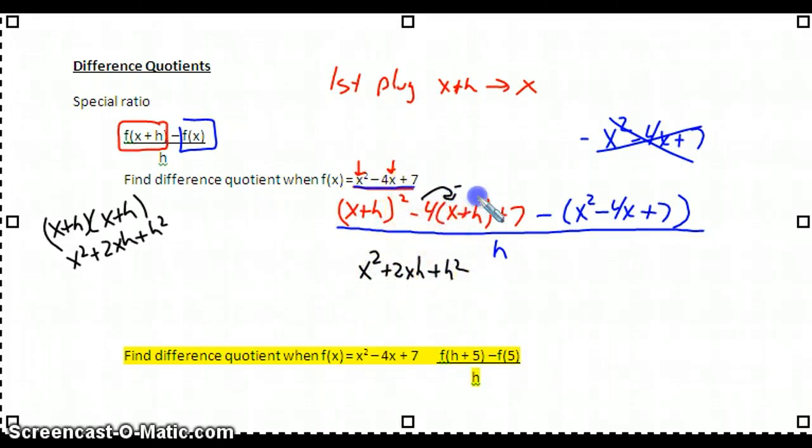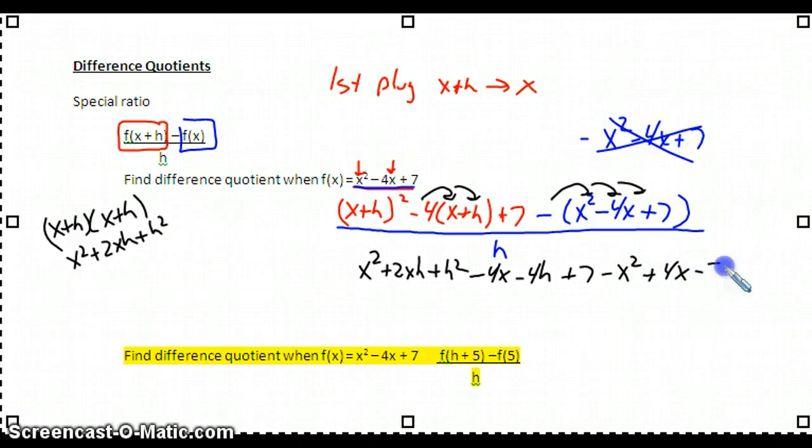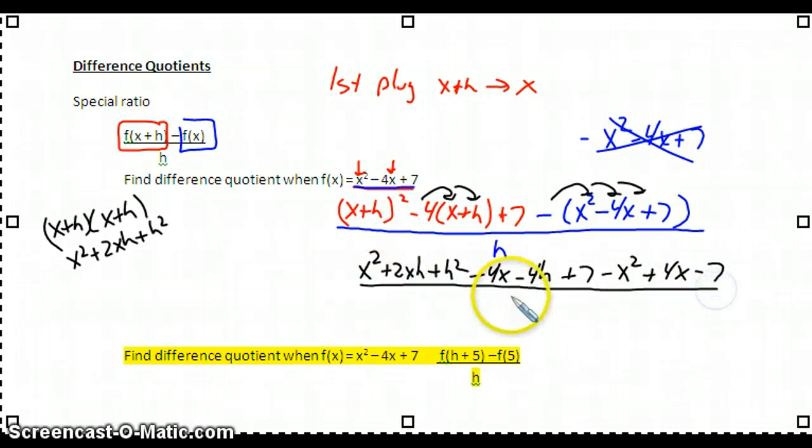Now do the distributive property, and you would get negative 4x minus 4h. Drop down the plus 7. Distributive property again. Negative x squared, positive 4x, negative 7. And then we're going to divide all this still by h.